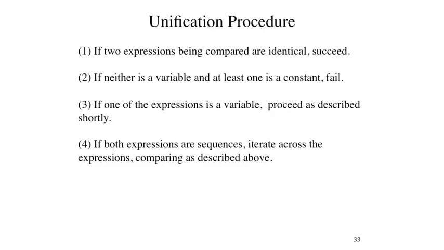Okay, the rules are these. If two expressions being compared, or two sub-expressions being compared, are identical, we succeed on that step. If neither one is a variable, and at least one is a constant, then we fail. If at least one of the expressions is a variable, we proceed as described in just a moment. However, if both expressions are sequences, neither variables nor constants, then we iterate across the expressions comparing sub-expression to sub-expression in the same manner as just described.